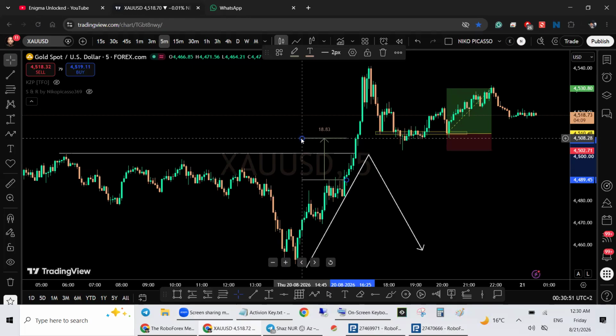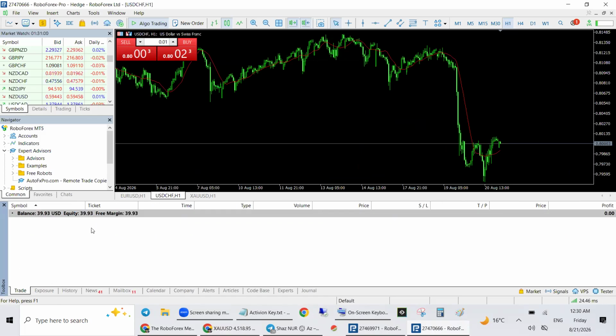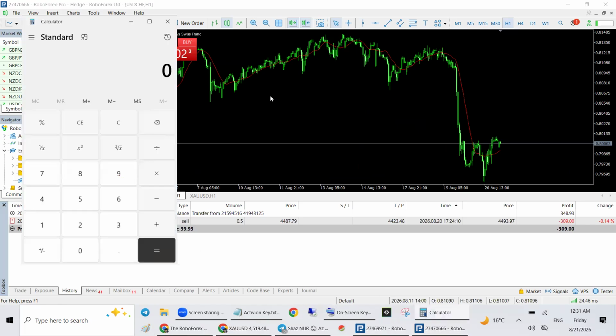The other account, as you can see, is not completely blown because I still have money in the other accounts, right? So if you look at the other account, you see we still have $39. So technically, I only have to replenish 309. So if I take this example, right?